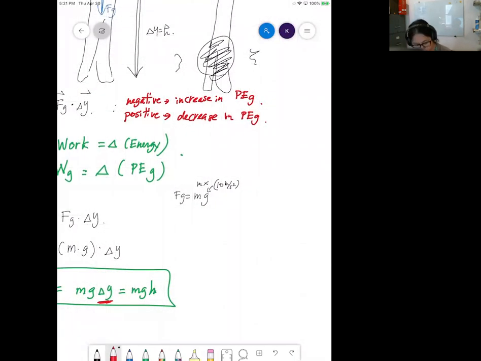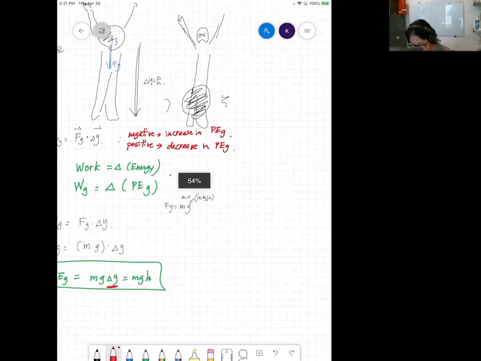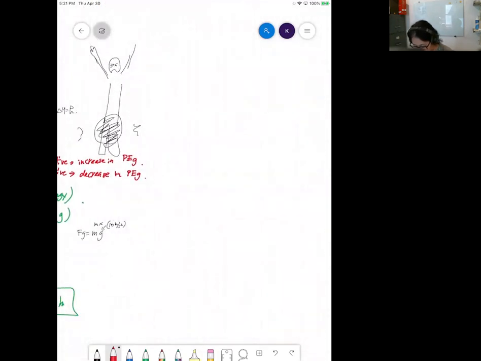So one thing is that for gravitational potential energy, potential energy.